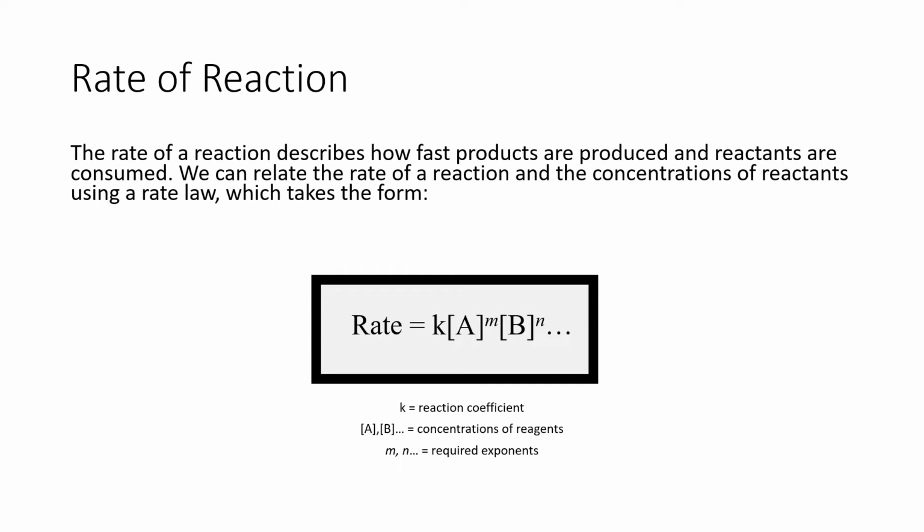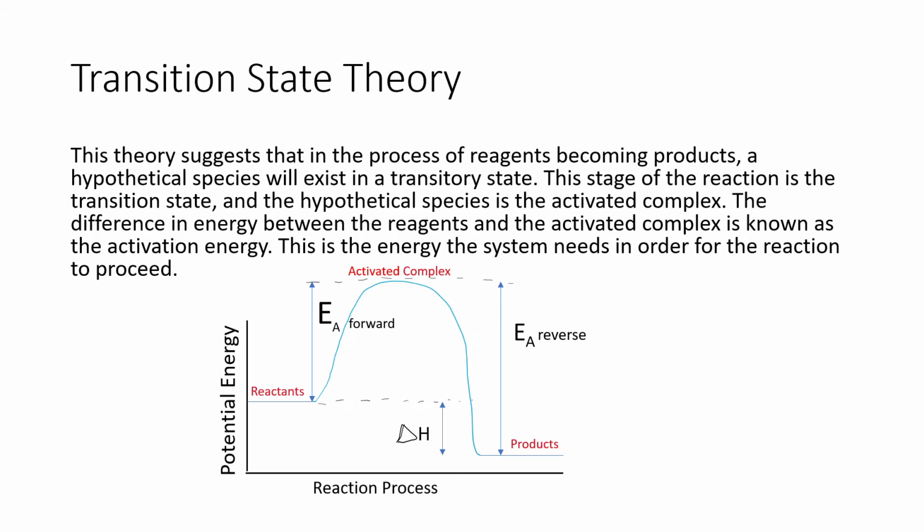m and n are the required exponents. It is important to note that m and n are not necessarily the coefficients in a reaction. They're just required exponents that we put with the concentrations of reagents. These are also determined experimentally, and we use them to determine the order of a particular rate law.